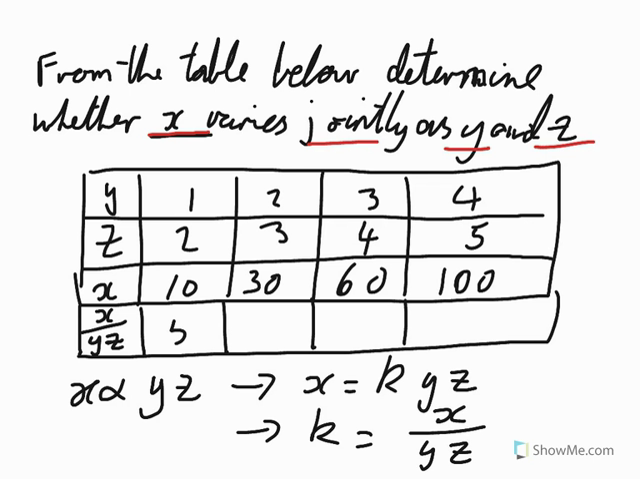So 10 divided by 2 is 5, 30 divided by 6 is 5, 60 divided by 12 is 5, and 100 divided by 20 is 5. So we get 5 for each of those. That's constant, so our answer would be yes, that does vary jointly as y and z. Okay, let's have a look at another example.